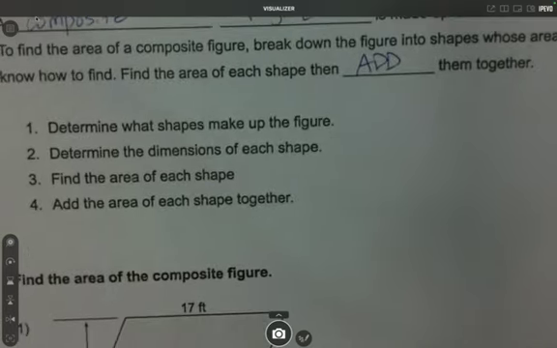So our first step is to determine what shapes make up the figure. Then we'll want to determine the dimensions of each shape, whether that's base or height or length or width or radius or whatever. Then we'll find the area of each shape. And lastly, we'll add the area of each shape together. So those are our steps that we'll follow for each of these examples.